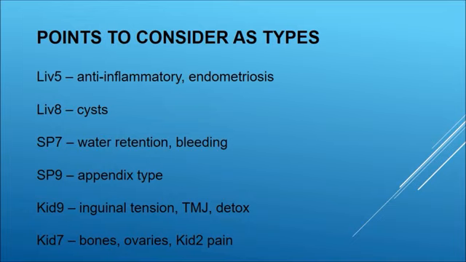A patient with endometriosis or inflammatory conditions in the lower jaw becomes a liver 5 type in all likelihood. A patient with cysts or fibroids is likely to be the liver 8 type. Water retention or bleeding tend to become spleen 7 types. An appendix removed will tend to be spleen 9 type. A patient with inguinal tension, TMJ, or toxicity will tend to be a kidney 9 type. A patient with bone problems, ovary problems, or pain on kidney 2 will tend to become a kidney 7 patient.